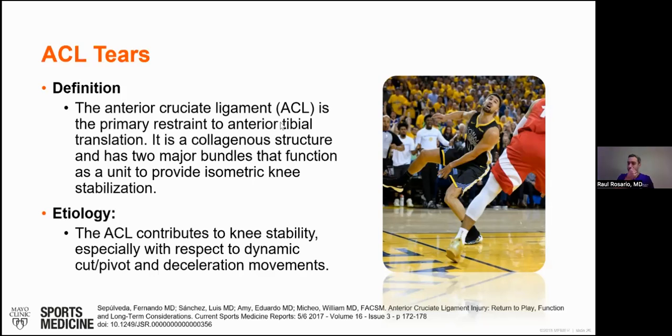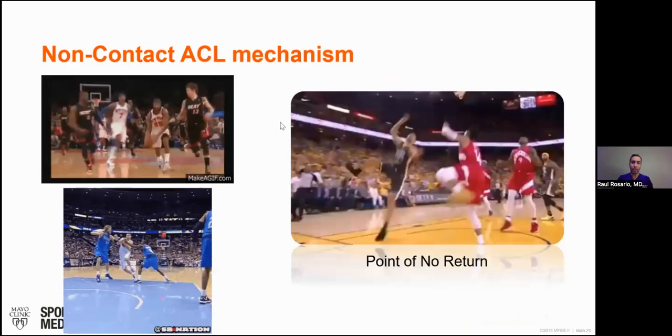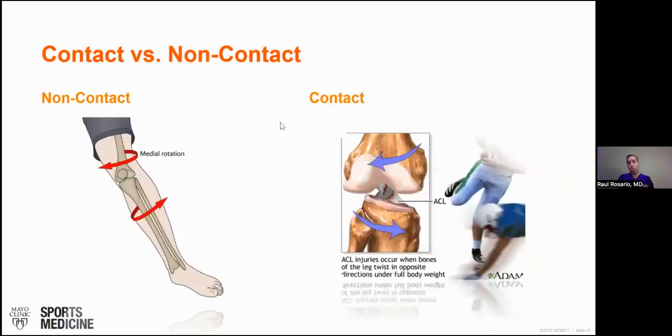You can see here the picture of Klay Thompson when he injured his ACL. He landed in that position, which is called the position of no return, and we're going to talk a little bit more about that soon, I think. Yes. So there's two types of injury. You have the non-contact, which is more common, or the contact. The contact usually is more common in football, even though the non-contact is still more common in football.